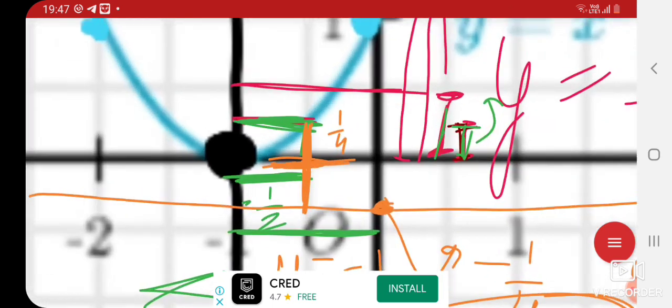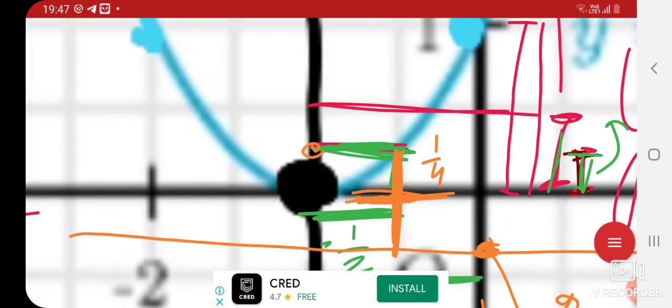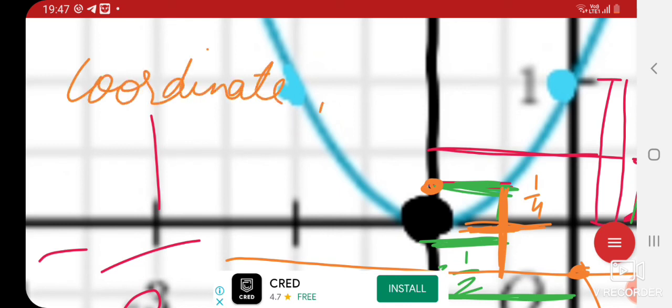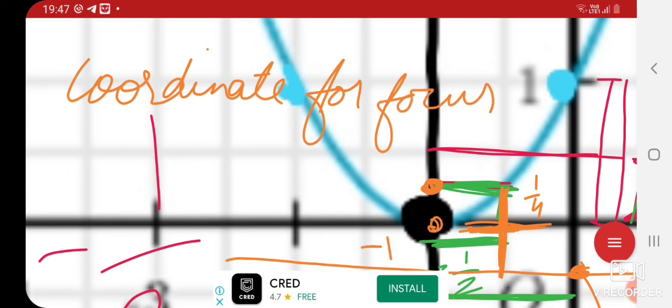Is it clear? Now the coordinate for the focus will be what? As we know that this point was minus 1 and this distance is 1 by 4, the coordinate will be minus 1 by 4. Is that clear? Thank you.